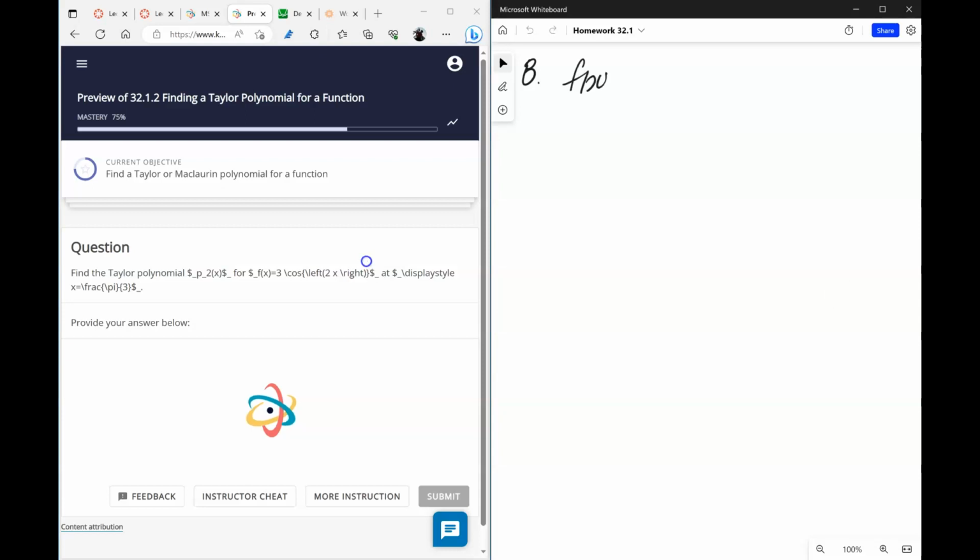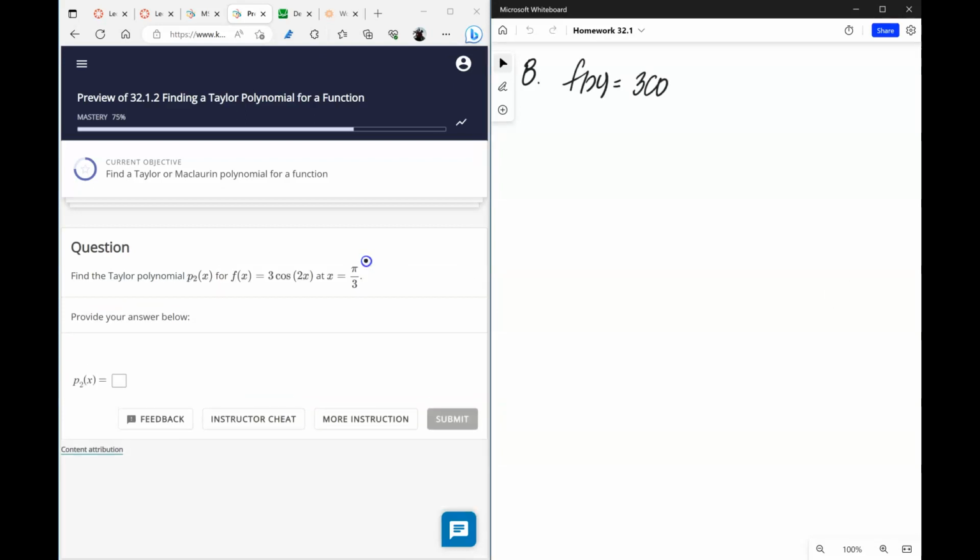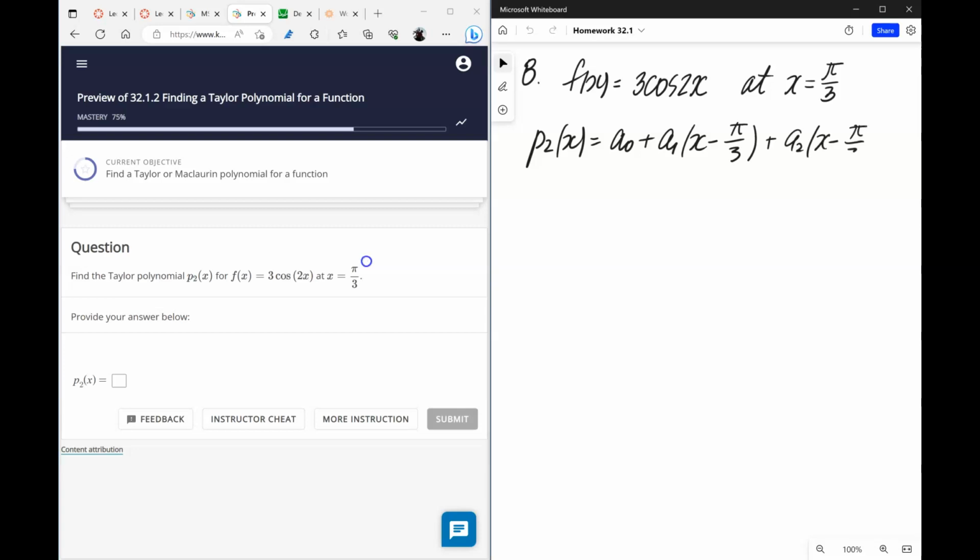So we have a function 3 cosine 2x at x equals pi over 3. We're trying to find P2. P2 will be equal to a0 plus a1 x minus pi over 3 plus a2 x minus pi over 3 squared. And in this polynomial, each coefficient can be found using this formula.